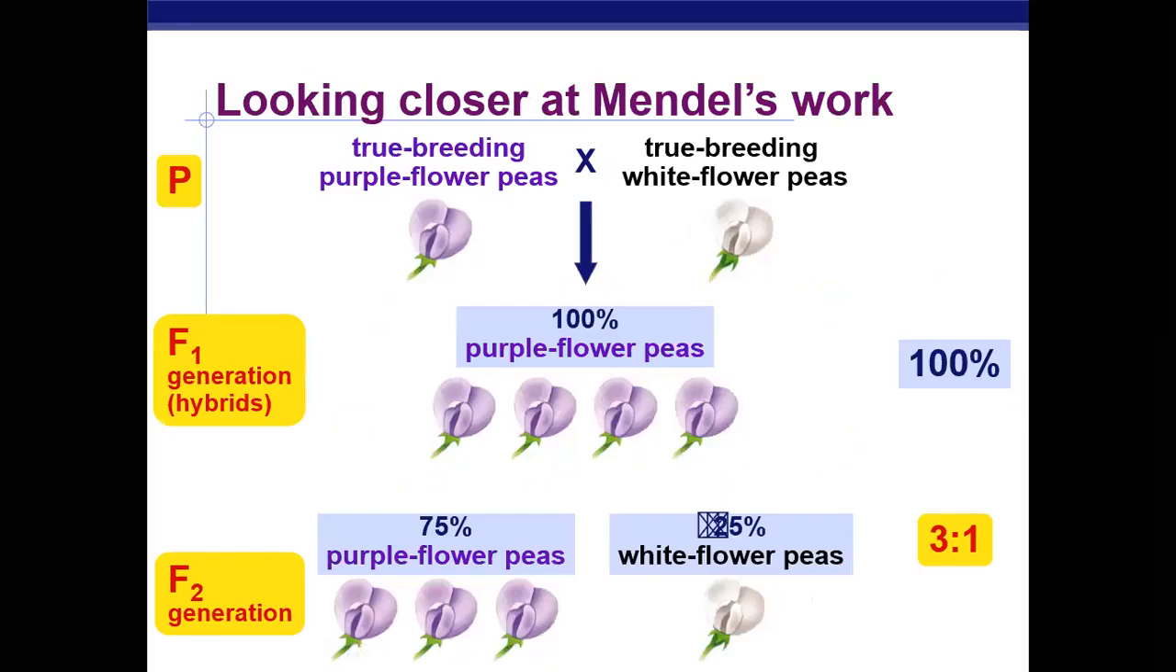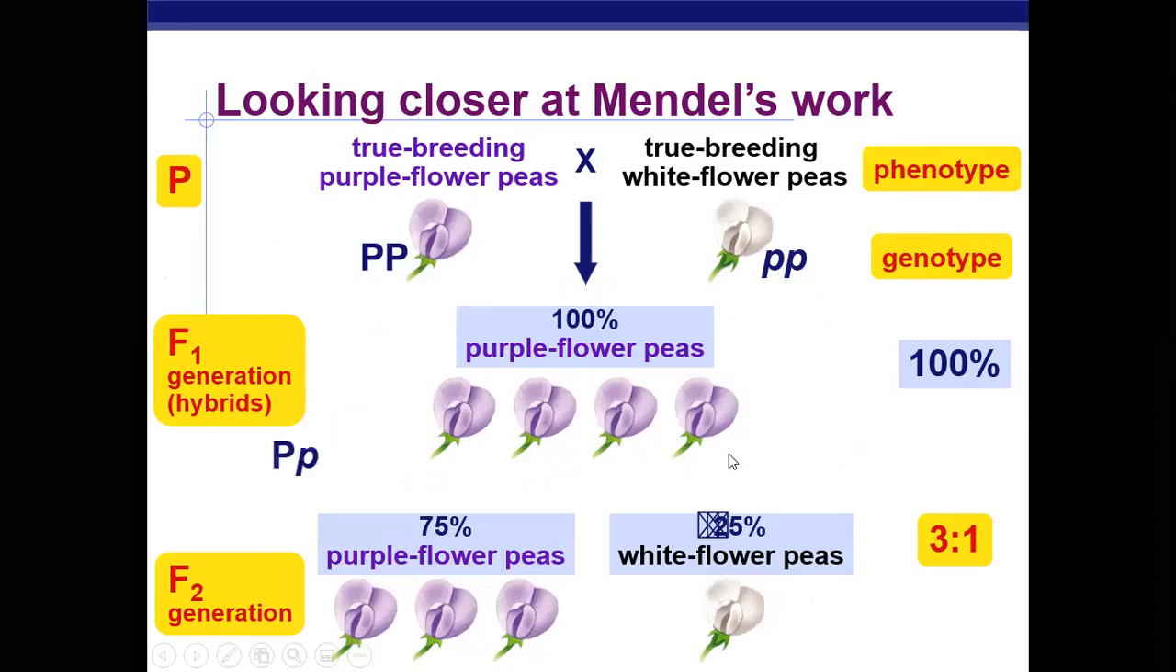So just to repeat a whole bunch of what I have said, in your parent generation, your homozygous dominant and homozygous recessive, these are your phenotypes here. They're true breeding purple and true breeding white. The genotype is that they are homozygous dominant and homozygous recessive. In your F1 generation, the phenotype, of course, is that they're all purple flowers. The genotype is that they're heterozygous, big P, little p.